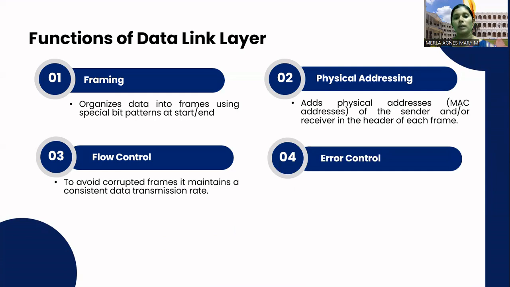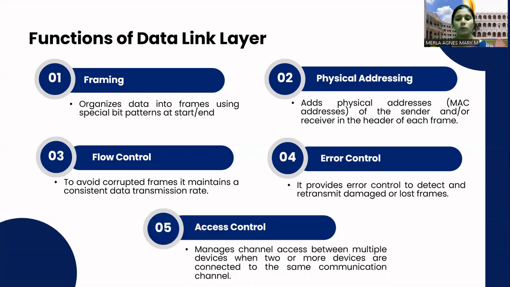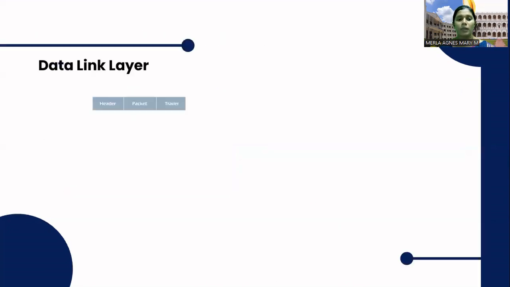And the fourth is error control. Error control is also important to detect and control errors, and the lost frames will be retransmitted. And the fifth is access control. It is used to access and connect multiple devices to the same communication channel.